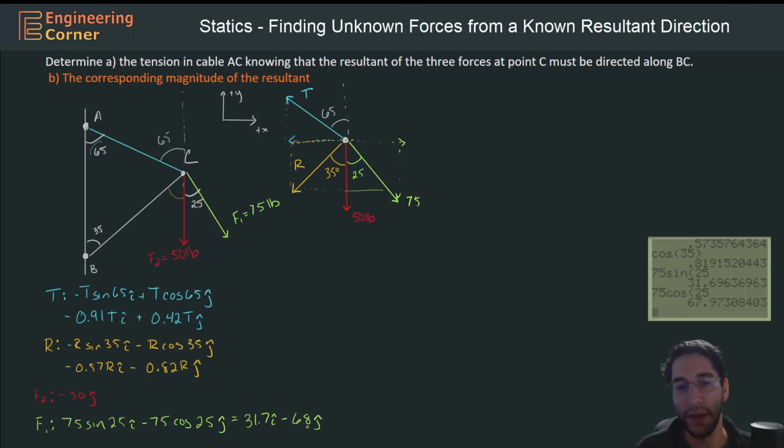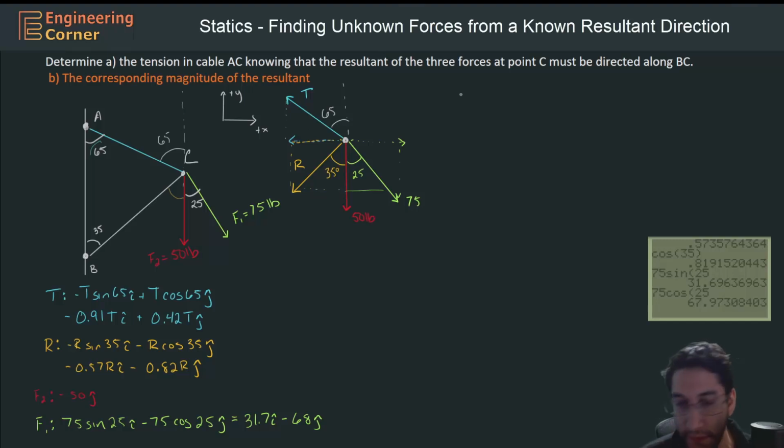Okay, so now we've broken all of our forces into components. Let's just make sure our signs are right. So T is a minus and a plus, minus i plus j. R is minus i minus j. F2 is minus j. And F1 is plus i minus j. So everything looks good so far.